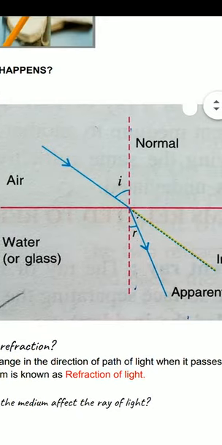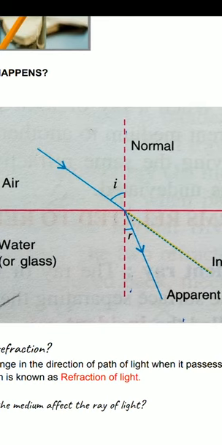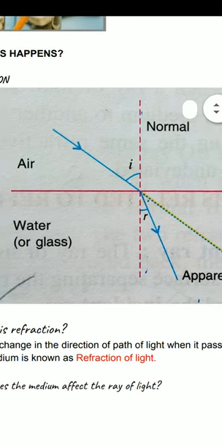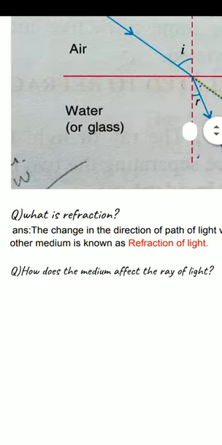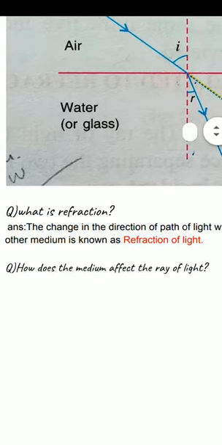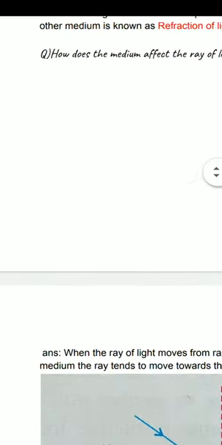If you can see here, there is a change of medium. The medium out here is air. When it goes from air to water, it's just bending. Yes, you can see the ray is bending. The ray is given by the blue line. Now the next question comes: how does the medium affect the ray of light? Let us try to understand.